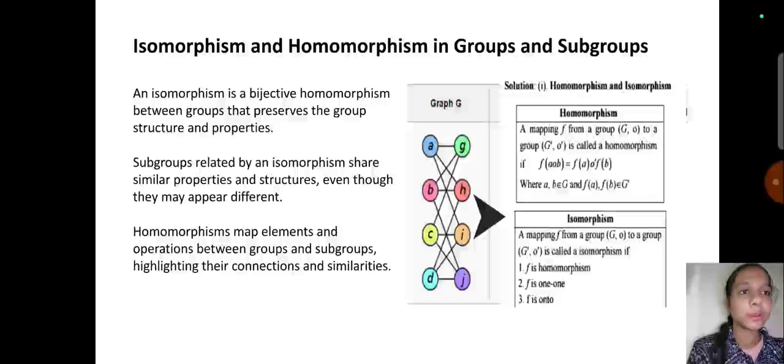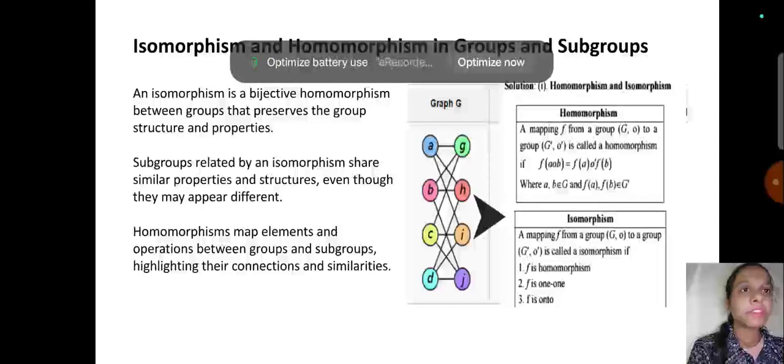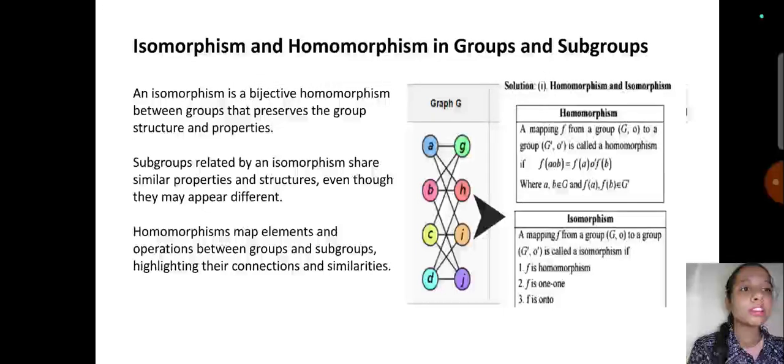First we are going to speak about homomorphism. A mapping f from a group (G, ∘) to a group (G', ∘') is called a homomorphism if f(a ∘ b) = f(a) ∘' f(b), where a, b belong to G and f(a), f(b) belong to G'.